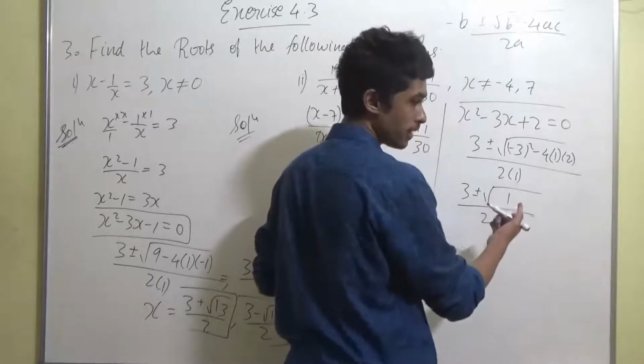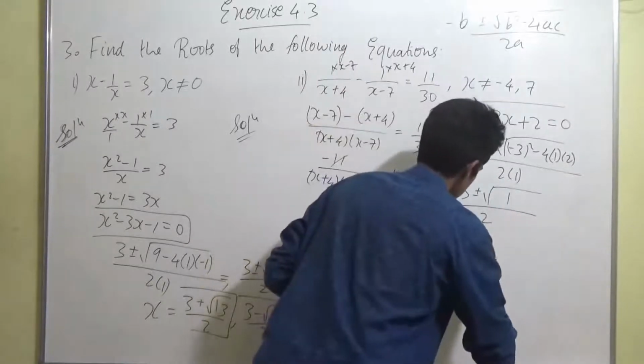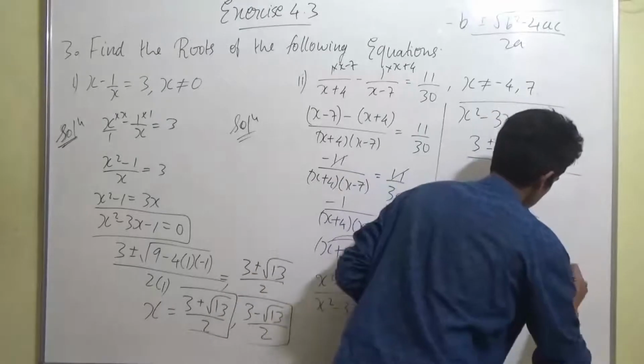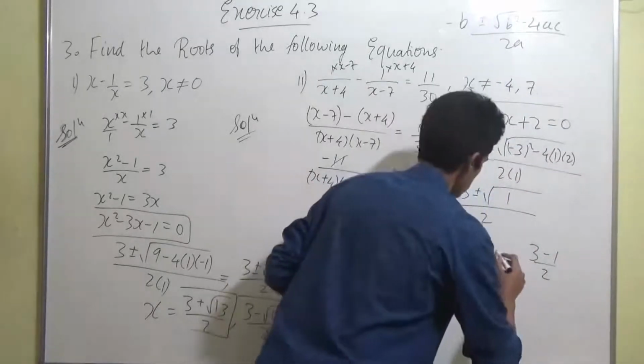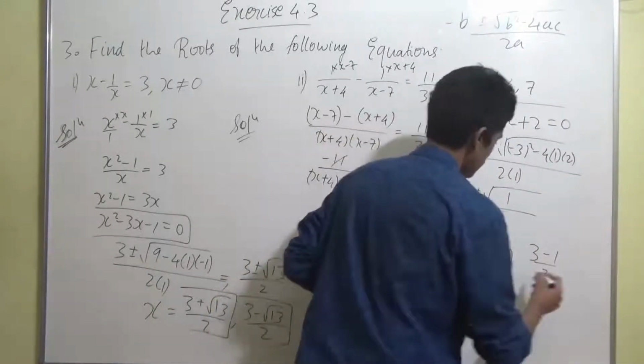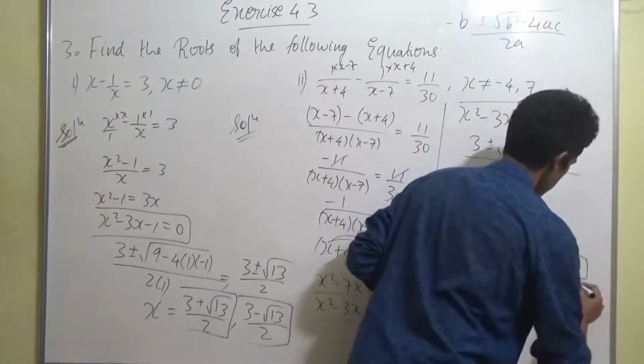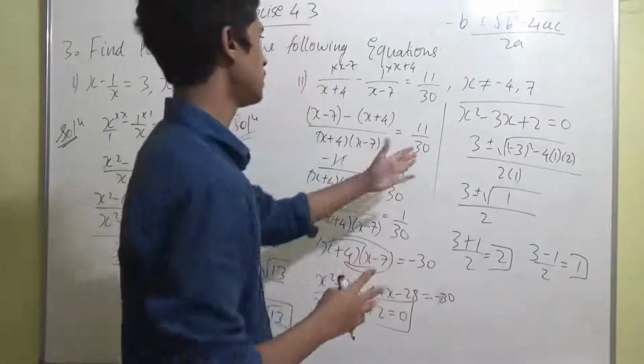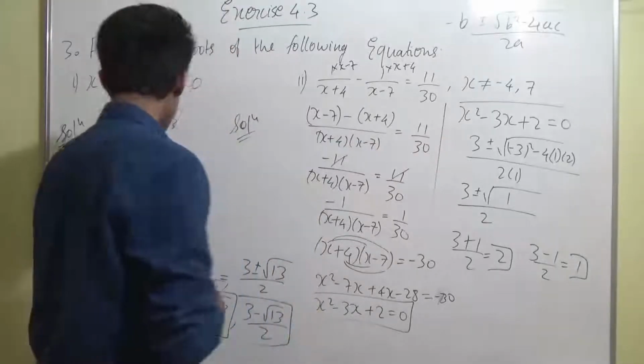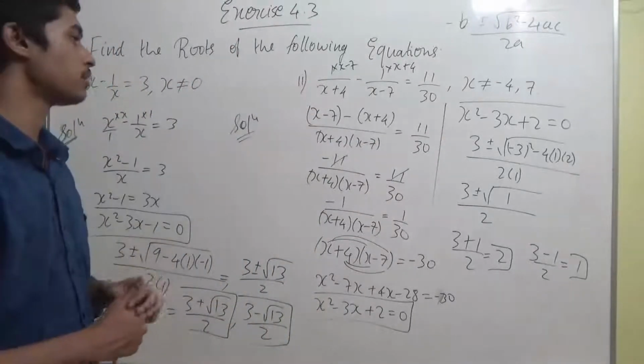3 plus 1. Root 1 is 1. So you will get 3 plus 1 by 2 and 3 minus 1 by 2. So this will become equal to 2. 4 by 2 will become equal to 2 and this will become 2 by 2 equal to 1. So these are the two solutions of the equation. Which equation? Equation number 2, subquestion 2.